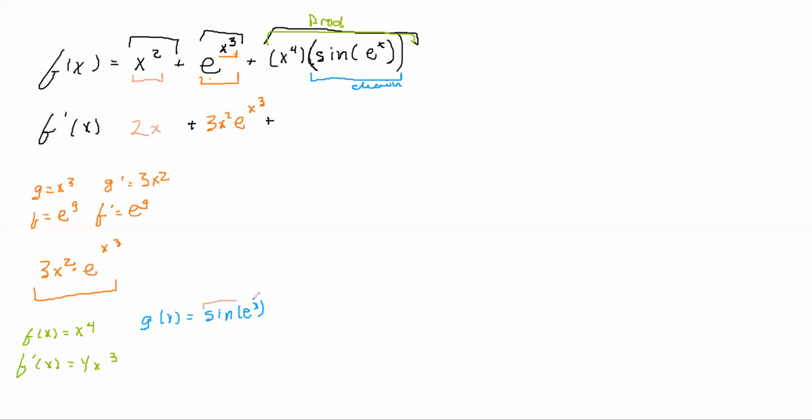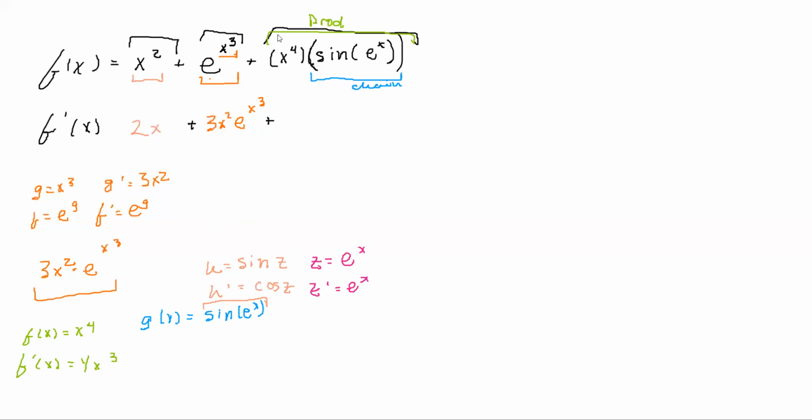I'm going to say that h is equal to sine, what letter should I use? I don't know. Sine z. And then I'm going to say that z is equal to e to the x. So z prime is equal to e to the x, and h prime is equal to cos z. Is everybody following me on how I'm doing this? Awesome.